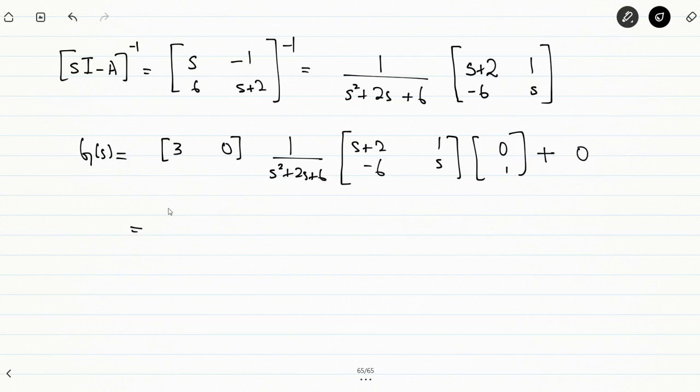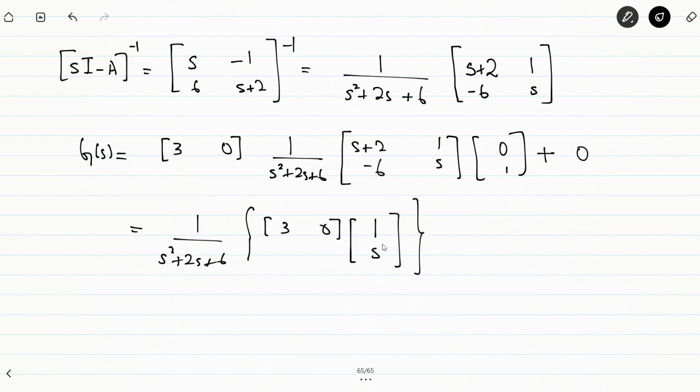So multiply, this is 1 by S square plus 2S plus 6. Since it is a constant, we can take it out. So we can either multiply this matrix first. On multiplication of these two matrices, S plus 2 into 0 is 0, 1 minus 6 into 0 plus S, it will come out to be 1 S. So again, multiplying 3 into 1 plus 0 into S, that means 3. So this will be 3 divided by S square plus 2S plus 6. Fine. So this is your answer.